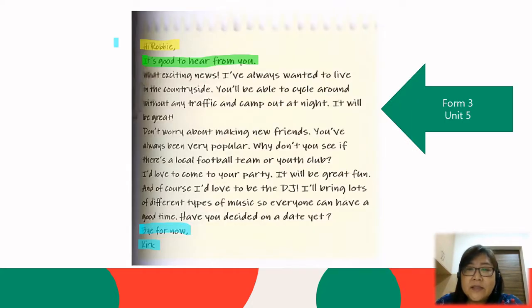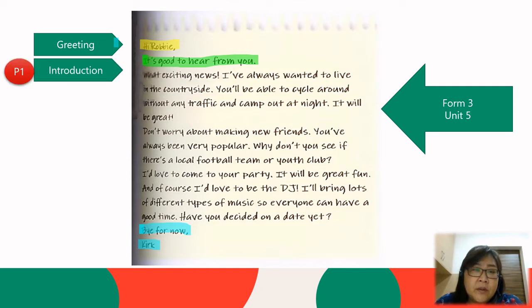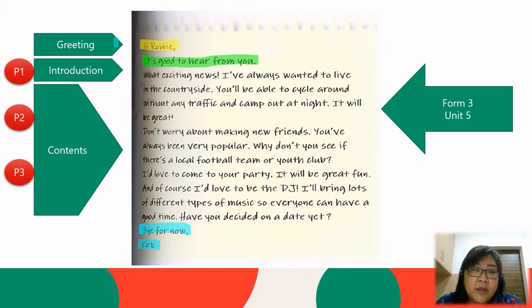This is another example of an informal letter. So it is in the Form 3 textbook, Unit 5. Here you have the greeting. Hi, Robbie. Then you have the introduction. It's good to hear from you. And then we have the contents. What exciting news. I've always wanted to live in the countryside. You will be able to cycle around without any traffic and camp out at night.